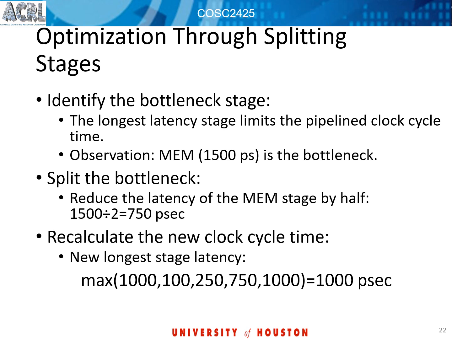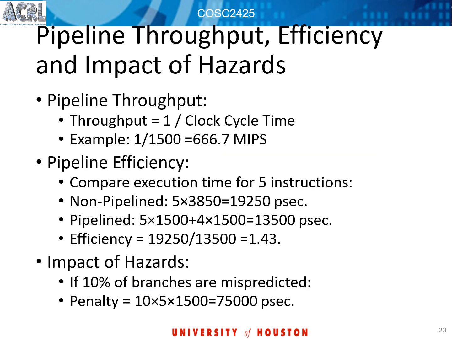And finally, for optimization, we identified that 1500 is the longest latency, and so splitting it would enhance the throughput. What happens here is we reduce the latency to 1000, which is the latency of either the write back or the fetch stages.